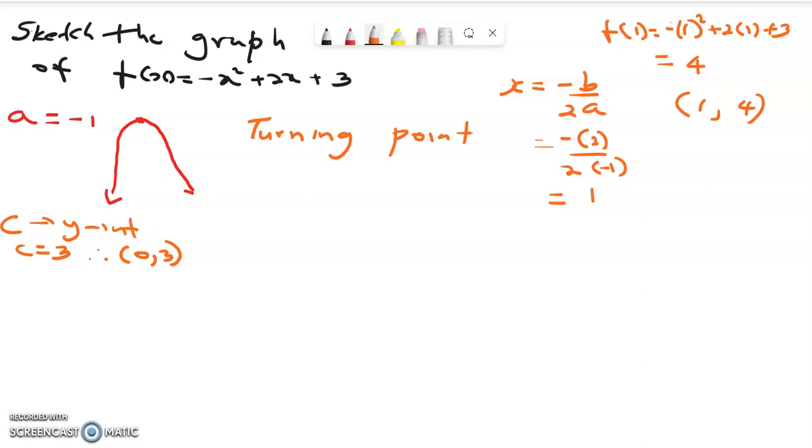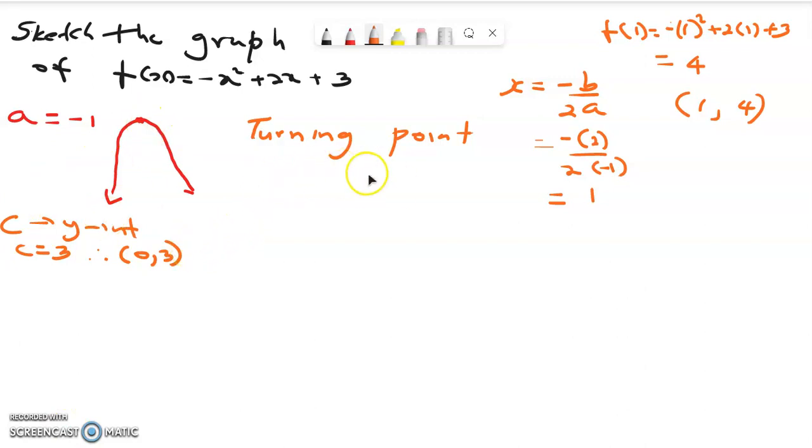Sketch the graph of f of x is equals to negative x squared plus 2x plus 3. If you check, we are given the parabolic function in standard form, in the form of ax squared plus bx plus c. We know that a tells us about the concavity of the graph. So here a is equals to -1, so therefore the graph will be concave down.